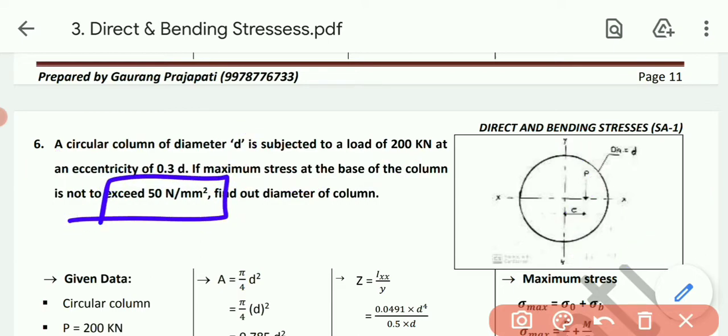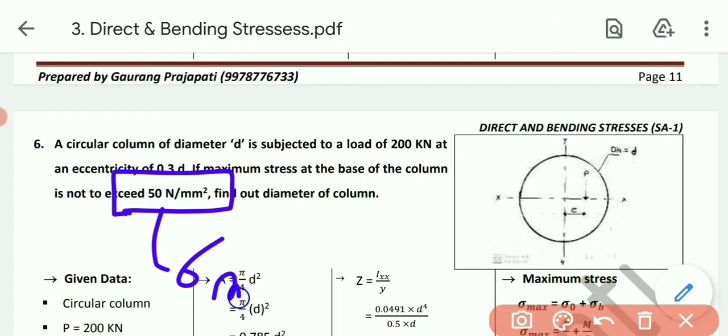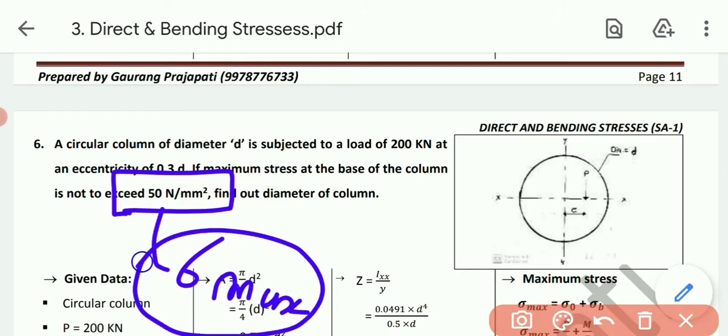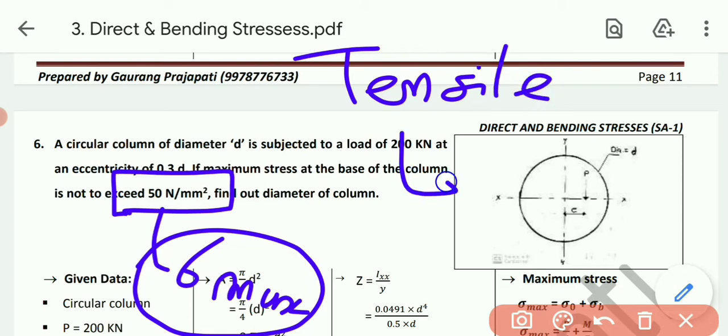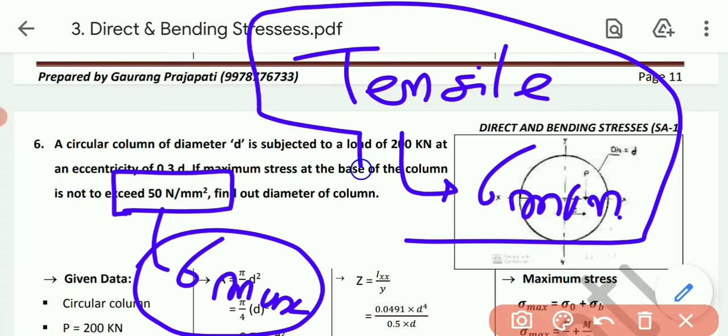Now in this one they have given the maximum stress. In the previous example also they used the word maximum, but they used the words maximum tensile stress. That's why we took the sigma minimum. But in this example you can see the maximum stress is not to exceed 50 Newton per mm square. They have not mentioned tensile over here. That means this is the value of sigma maximum. If they use the word tensile, then you can go for sigma minimum. Always remember this rule.